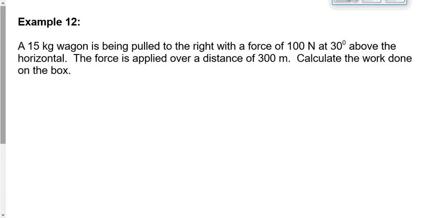Example number 2 says a 15 kilogram wagon is being pulled to the right with a force of 100 newtons at 30 degrees above the horizontal. So let's assume that it moves to the right, but it's being pulled at 30 degrees above the horizontal to the right. Let's write down some givens here.